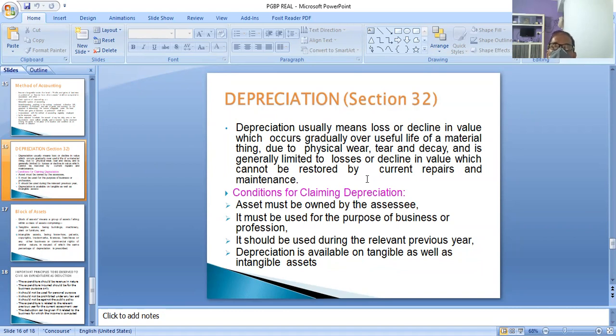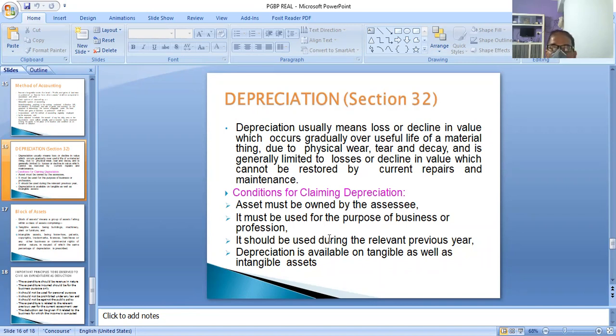You can claim depreciation in income tax under the heading profits and gains from business and profession. The condition is that the asset should belong to the assessee, the owner or taxpayer. And that asset should be used for the purpose of business or profession. If it is used for personal purpose, depreciation cannot be claimed.